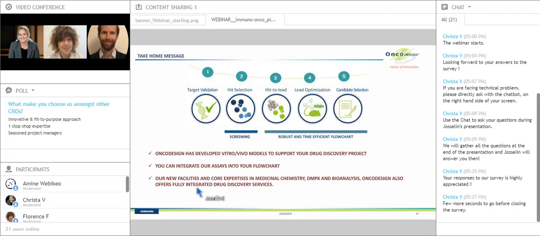And as I quickly mentioned in the previous slides, because we acquired new facilities and we also incorporated new expertise, we can now provide what we call an integrated drug discovery service that would include, besides the biological part I showed you during this presentation, the medicinal chemistry part, the DMPK part, and the bioanalytical part. So that's it for my presentation, and I'm looking forward to having your questions.